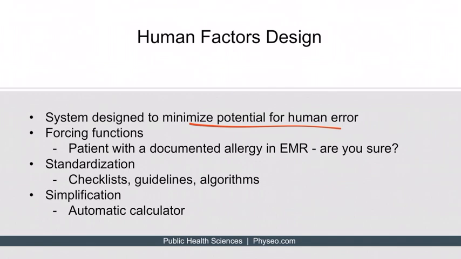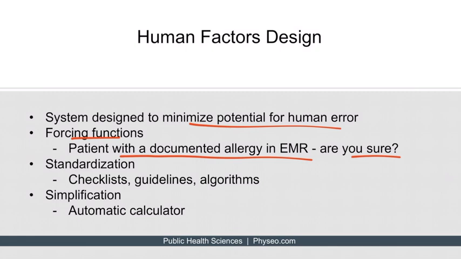The first is known as forcing functions. A forcing function is something that wakes the user up while they're doing a task. It's something that interrupts a task to make sure you are doing it consciously. An example of this is when a doctor prescribes a medication to which the patient has a documented allergy in the EMR. The EMR might even have a pop-up asking if the physician is sure that they want to prescribe this medication, forcing the physician to confront the documented allergy and decide whether or not to override it. There are numerous other examples of this throughout the EMR and built into other medical devices.